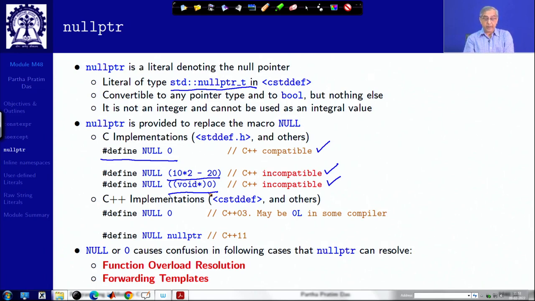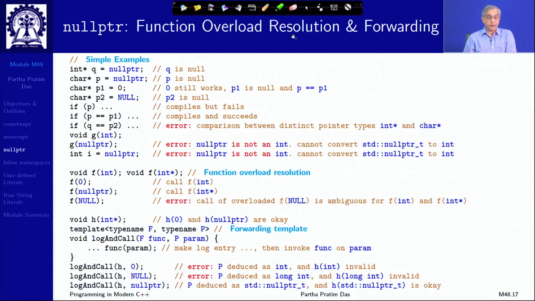Note that these are not compatible with C++. C++ typically will implement this as NULL 0, or in C++11 NULL will be defined as nullptr. So, what is the advantage of having this nullptr? It solves basically two problems. One is of function overload resolution and one is of forwarding templates. So, let us look at these through some examples.